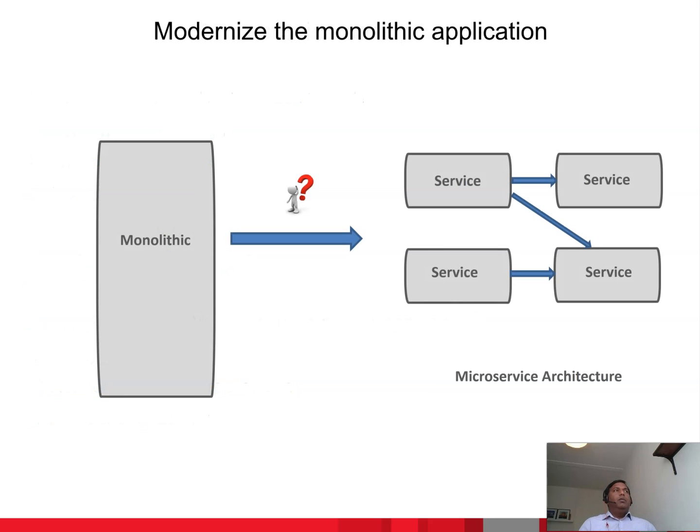Now we have a monolithic application and we want to modernize this. How can we do it? The question really here is, how do we get from our monolithic to the microservice architecture? Now we understand the advantages of it, and now we want to build a microservice architecture.